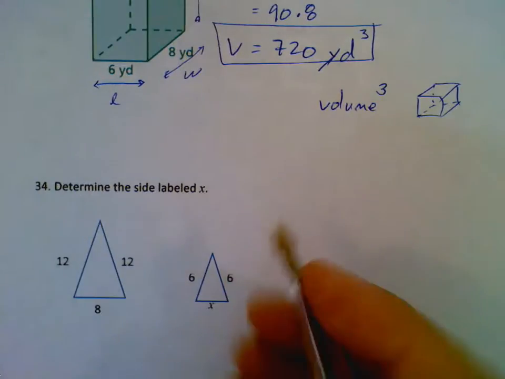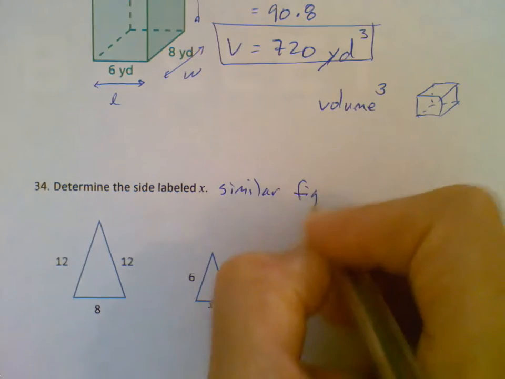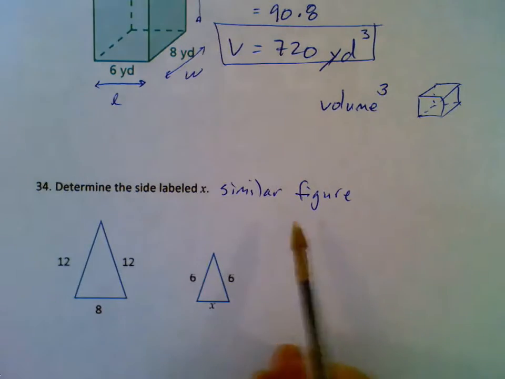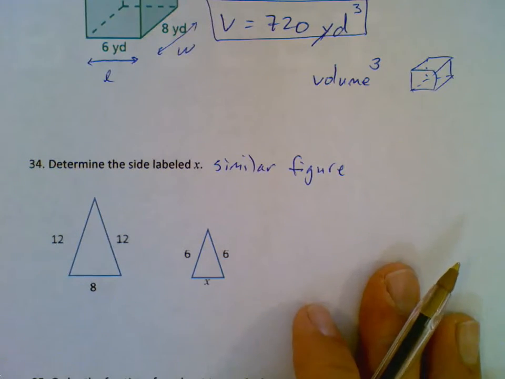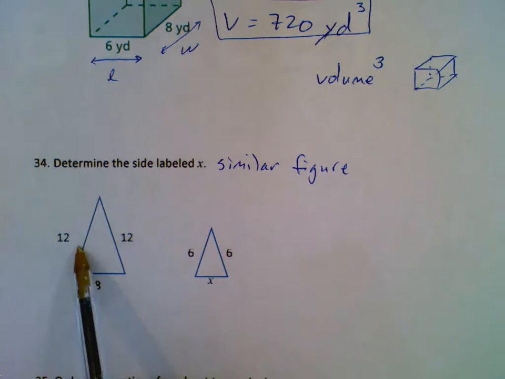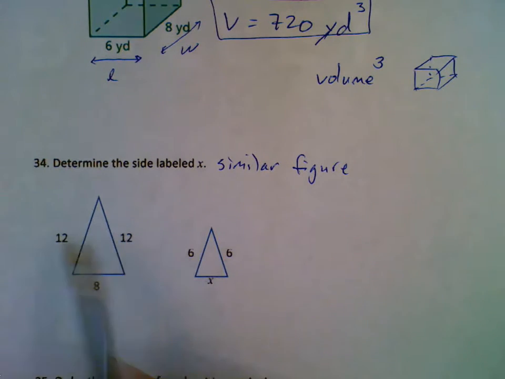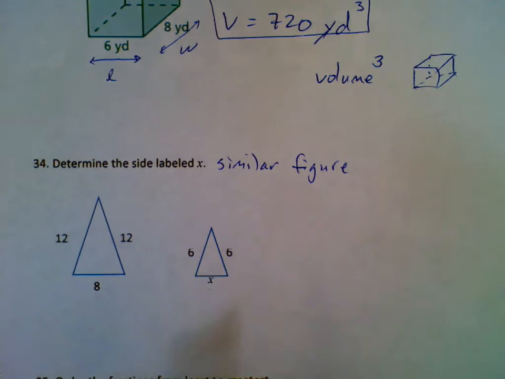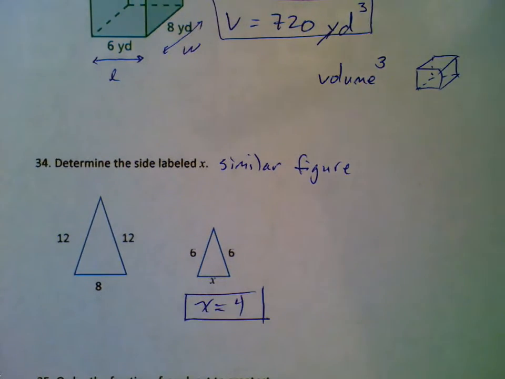Determine the side labeled x, and these are similar figures, so this is good to note. When you say two figures are similar, they're telling you that they're exactly the same shape, but they're different sizes. And I can see, when I compare these two, that this is bigger than this. These two sides here are the same, just as these two sides. And this side is half of this side. So this is half of this, and this is half of this, which means this x must be half of 8. So x is 4. That's all that one is.